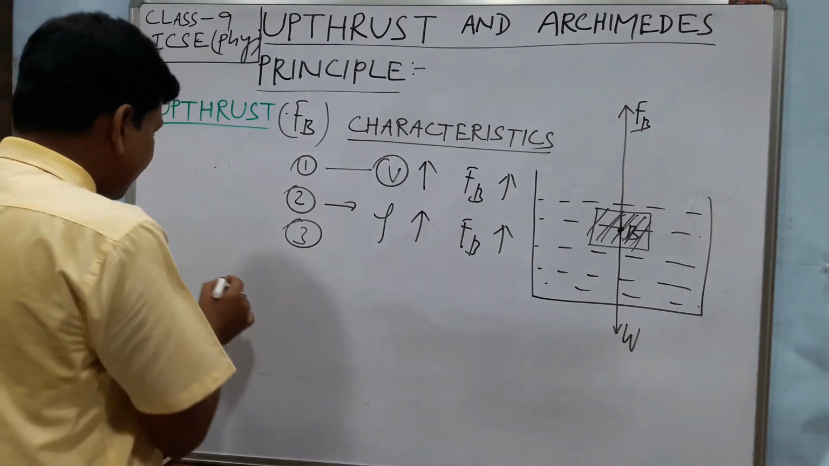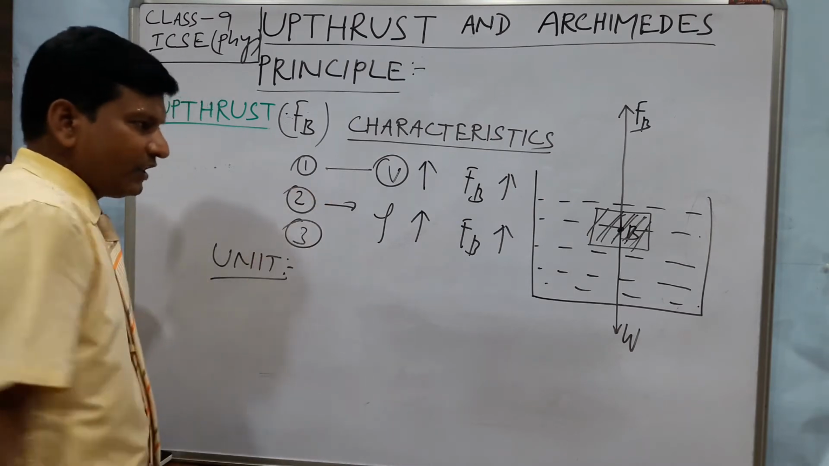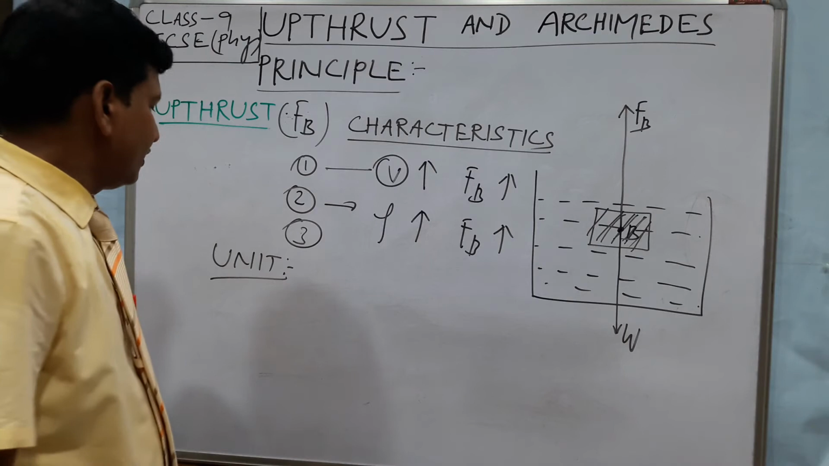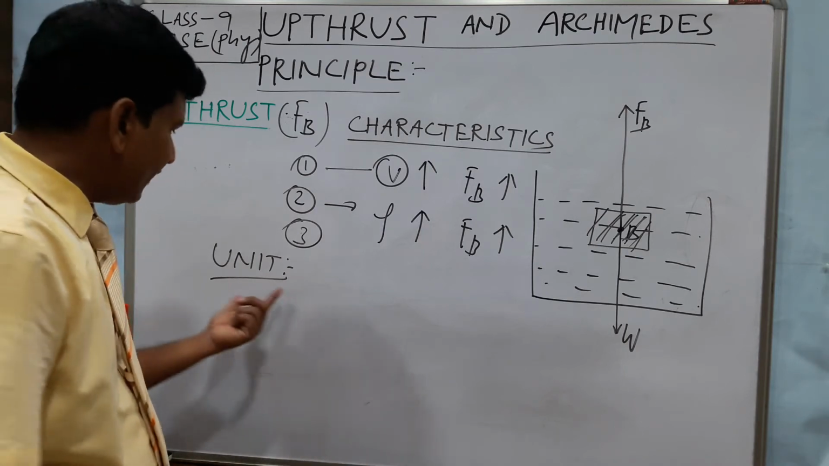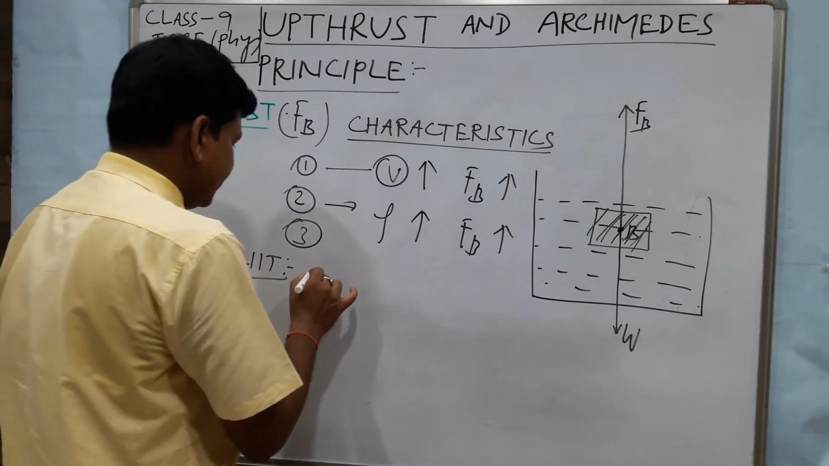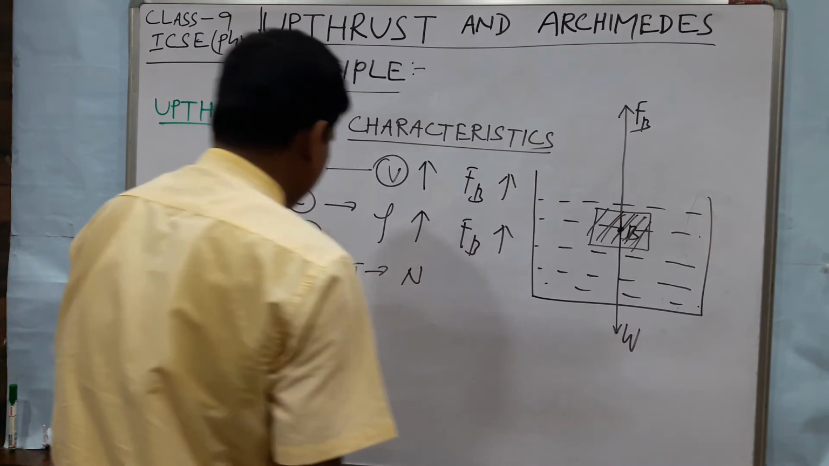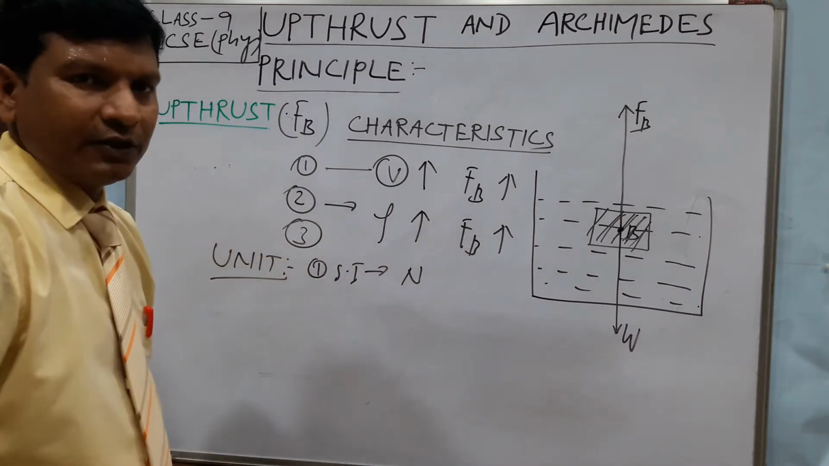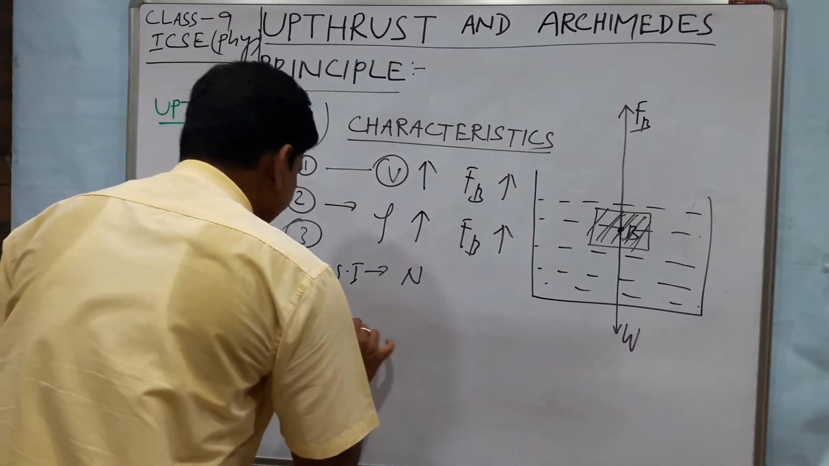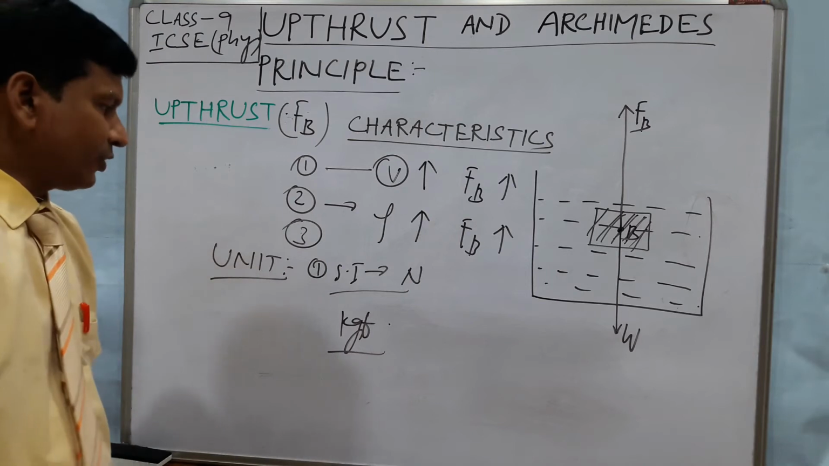Now what is the unit of upthrust? Can you tell me? Since upthrust is a force, the SI unit of force is what? Newton, and therefore the SI unit of upthrust is Newton. That is in the SI system. The gravitational unit would also be there, that is kgf. We can write kgf also. So these are the units of the upthrust.